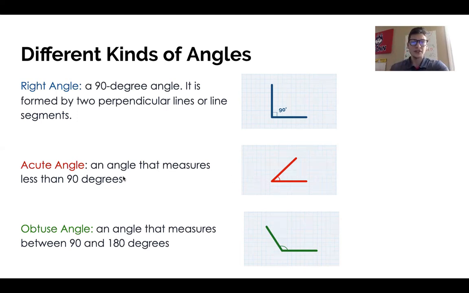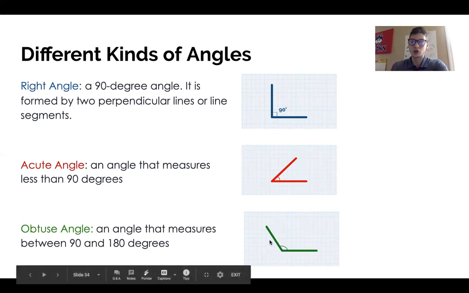The next type of angle is an acute angle, which is an angle that measures less than 90 degrees. So if this is a 90-degree angle, acute angles are going to be anything less than that. Those are all acute angles. And the last one, so I'm going to go back to a 90-degree angle, the last type of angle we're going to discuss today is an obtuse angle. An obtuse angle is an angle that measures between 90 and 180 degrees. As you can see, it's bigger than a right angle, okay? The angle is larger than that 90-degree angle.